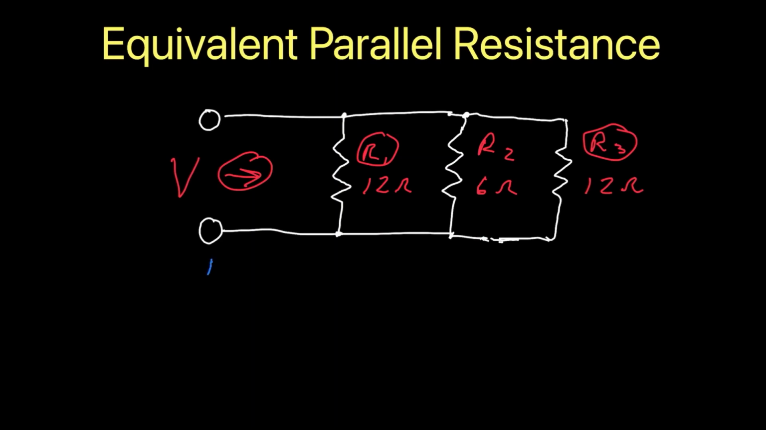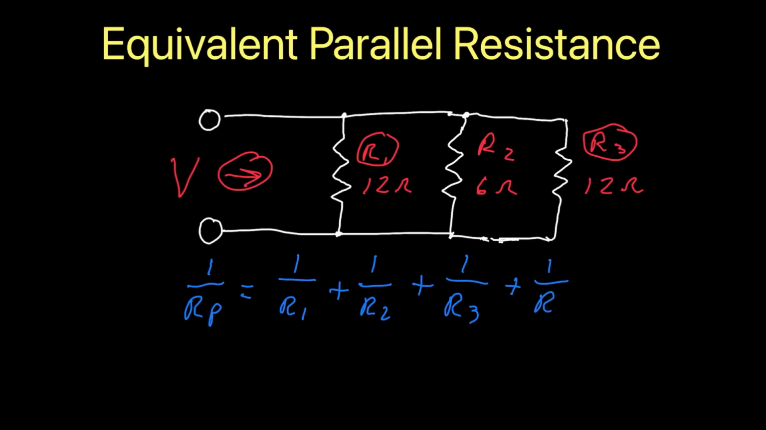That is 1 divided by RP, which is your parallel equivalent, is equal to 1 divided by R1 plus 1 divided by R2 plus 1 divided by R3. And if you had more resistors, it would be plus 1 divided by Rn.